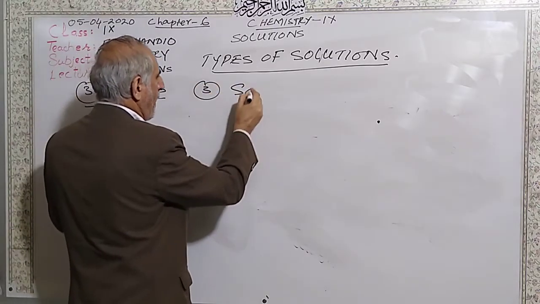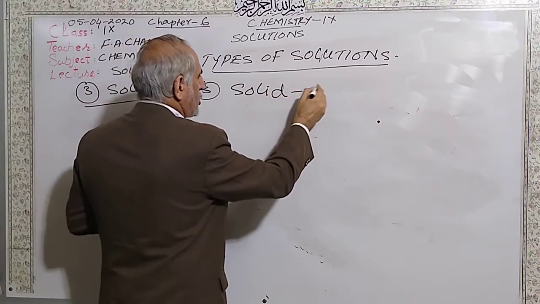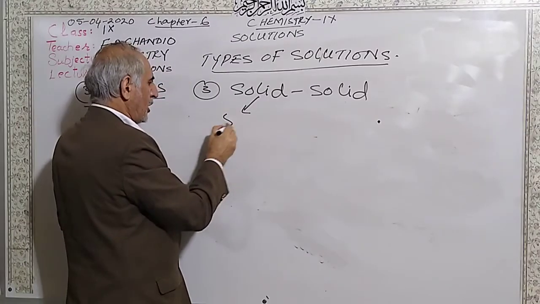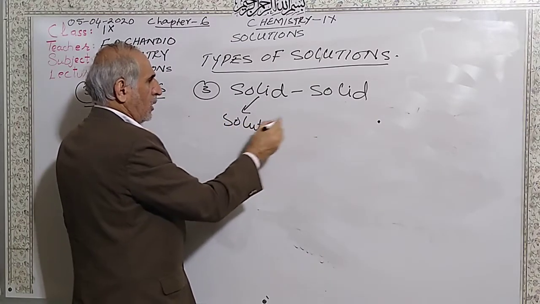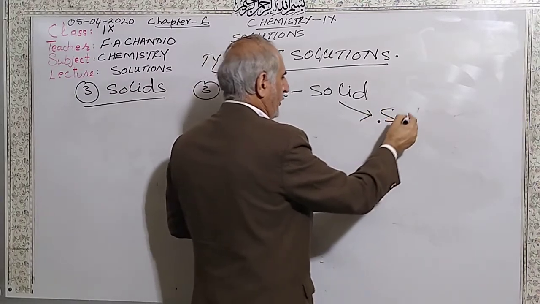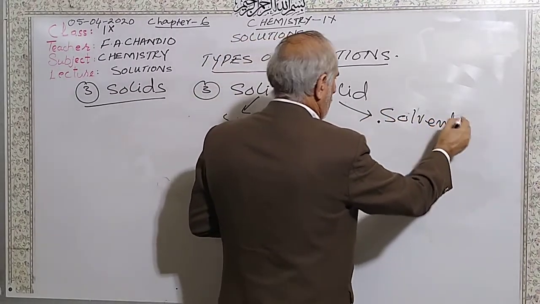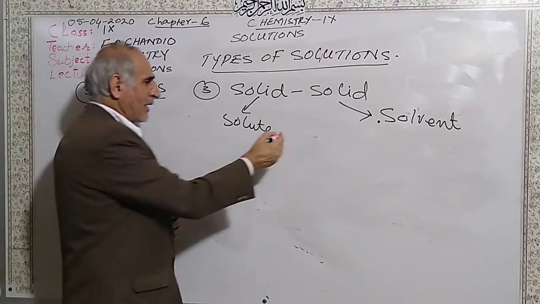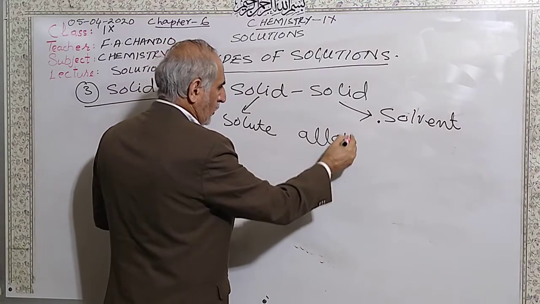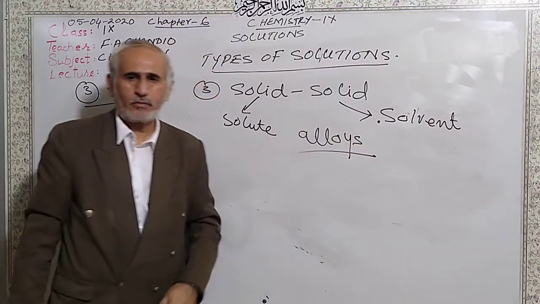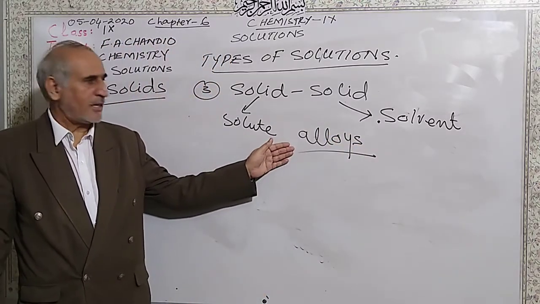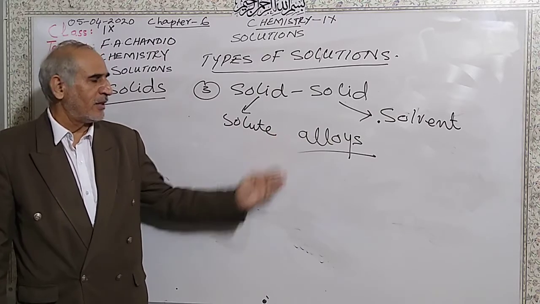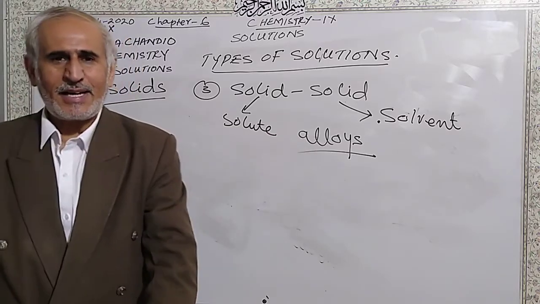Solids in solid. Solid is a solute and solid is a solvent. Both making solid in solid. So these examples are alloys. Alloys are mixture solutions of different solids, just like stainless steel.